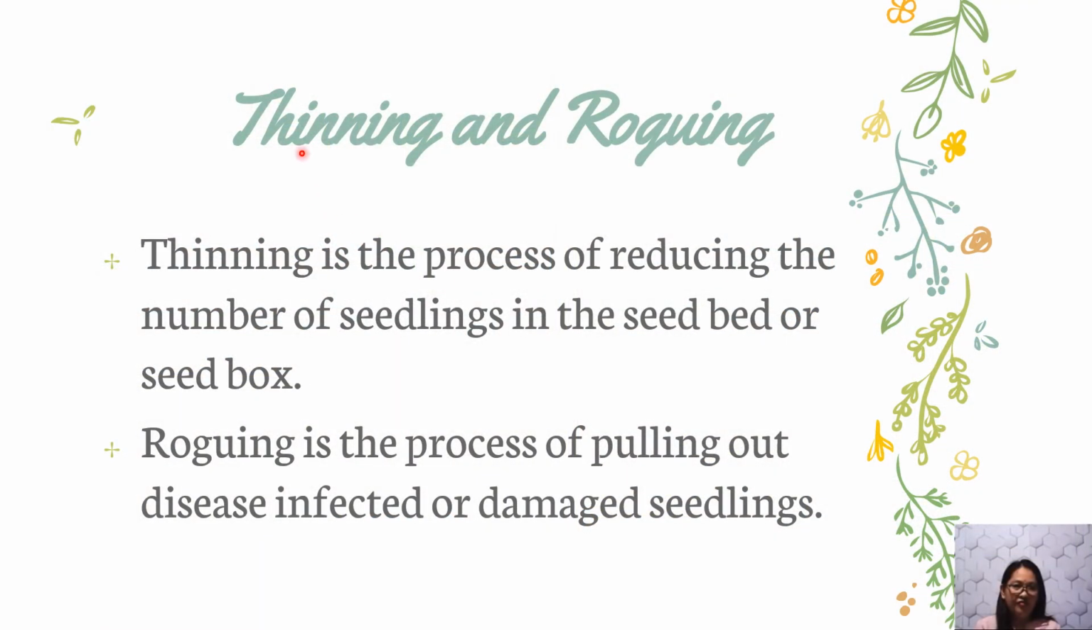Next is thinning and rogueing. Thinning is the process of reducing the number of seedlings in the seed bed or seed box. Rogueing is the process of pulling out disease-infected or damaged seedlings.